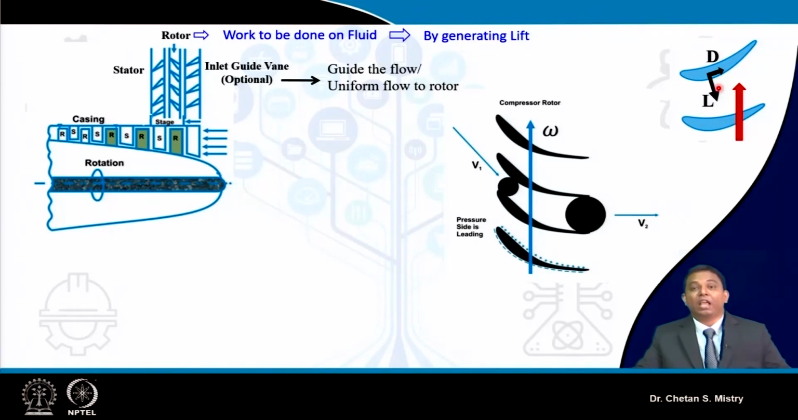So this diffusion within the rotor happens by two means. One is because of my passage shape, and second is because of the lift force generated by the aerofoil. From now onwards, you will realize why people use this aerofoil for the axial flow compressor. You need to be clear on this.